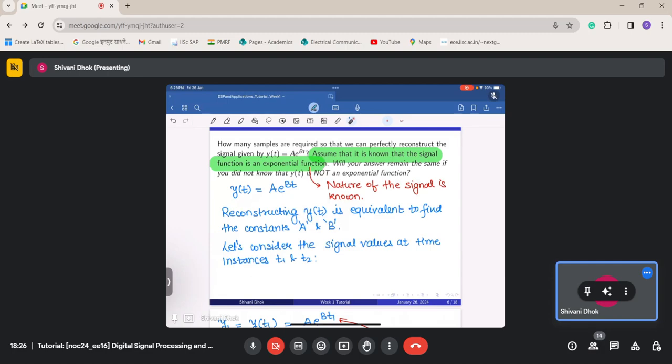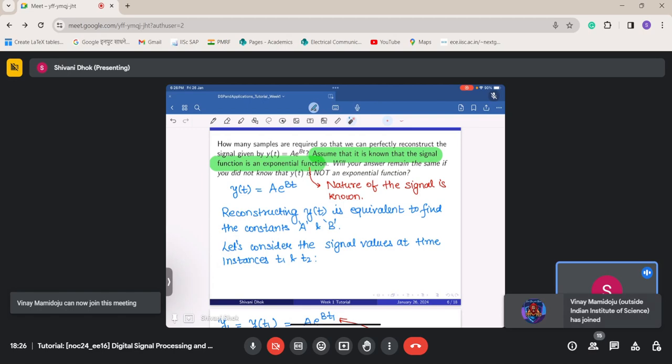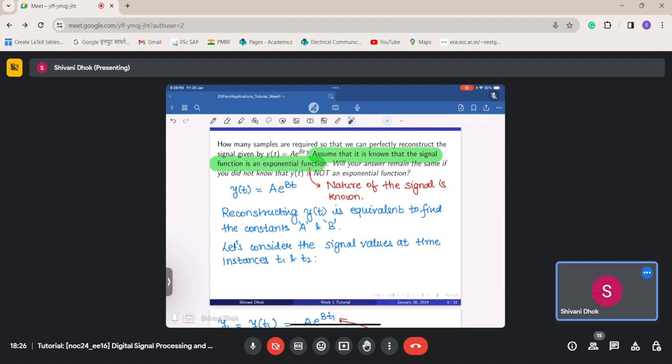So this first part of the question was basically to fool you that it is an exponential signal and then it has an infinite bandwidth. Then how will you reconstruct? Then your sampling frequency will be infinite. But no, when you know that the signal is of this particular form, the question boils down to a simple mathematical question where you just need to find the a and b constants and nothing else.